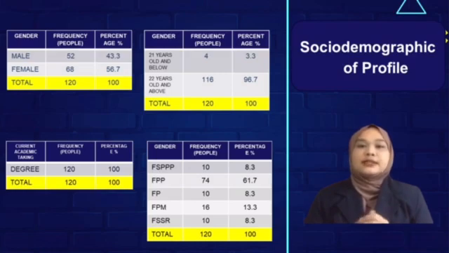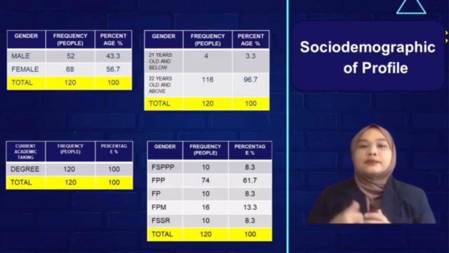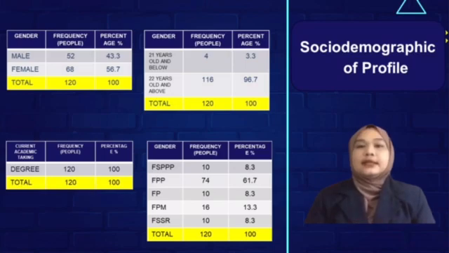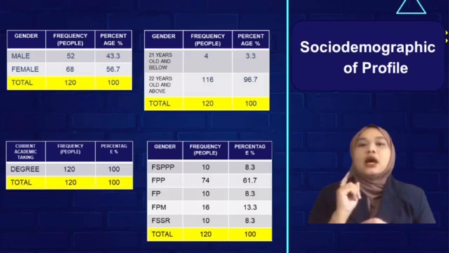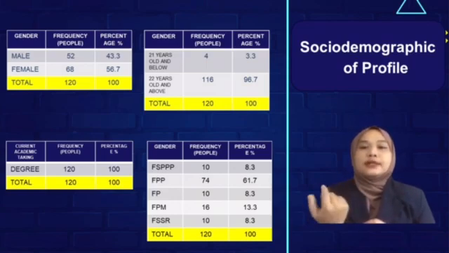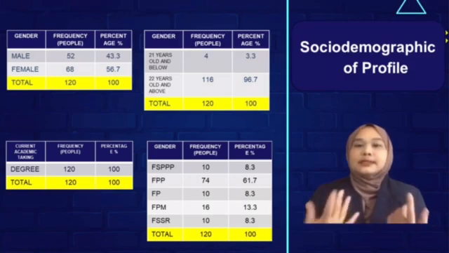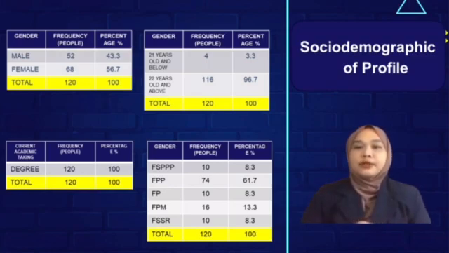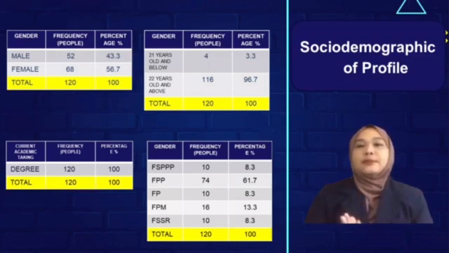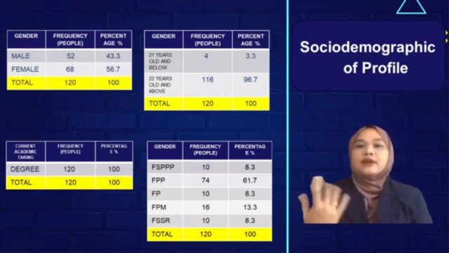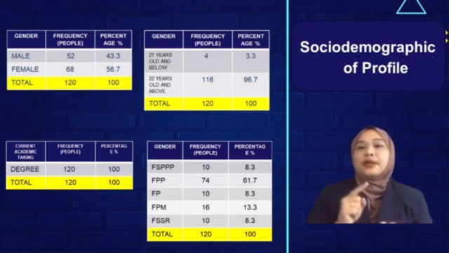Next, in terms of age segmentation, 96.7% of respondents were aged 22 years old and above. Meanwhile, 3.3% of respondents were 21 years old. Besides that, in terms of current academic level, 100% of the respondents were in the Bachelor of Degree group. In terms of faculty, 61.7% of the respondents were from faculty FPP.